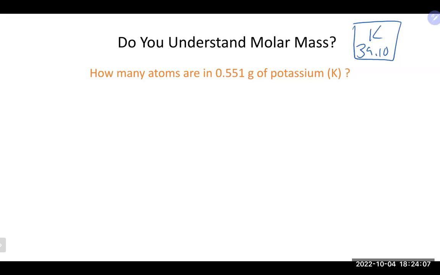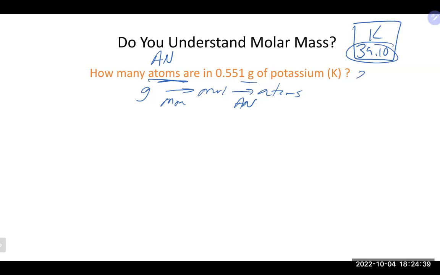Okay, let's take a look at this one. So this one, we do see atoms, which is a key that perhaps we should use Avogadro's number. And to use Avogadro's number, that's basically moles to atoms, which means I need to get to moles, and we're starting in grams. So we do need to go molar mass first to get to moles, and then Avogadro's number to go from moles to atoms in this case. So once again, starting with the molar mass in the periodic table, that would be 39.10 grams per mole. Or a mole is 39.10 grams.